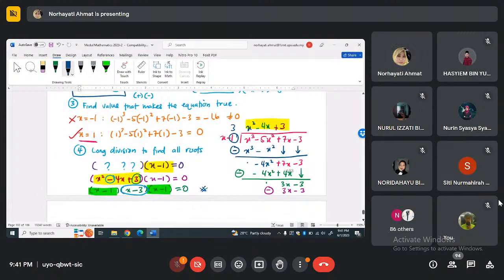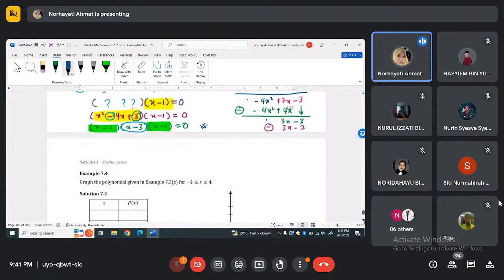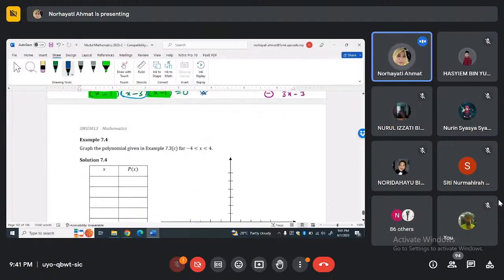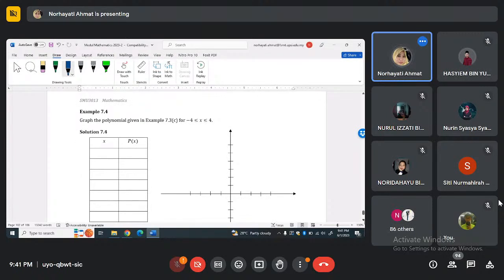Okay, good. So next, we move to how to draw the polynomial. Okay, how to draw the polynomial. You have to focus on this one. You cannot use a calculator. You need to sketch the graph.